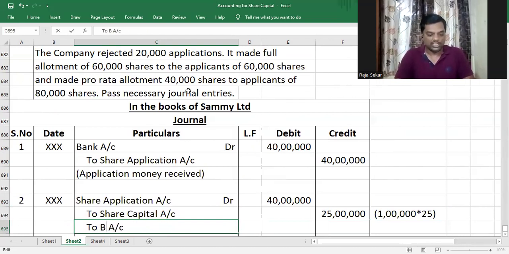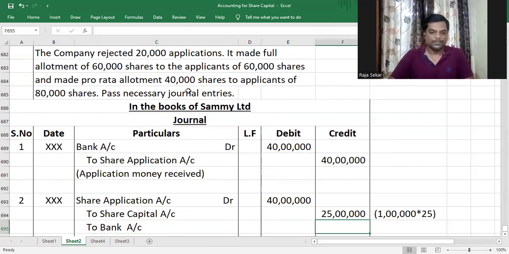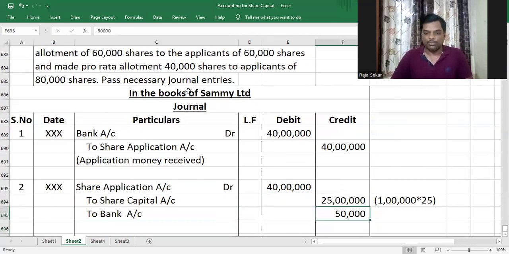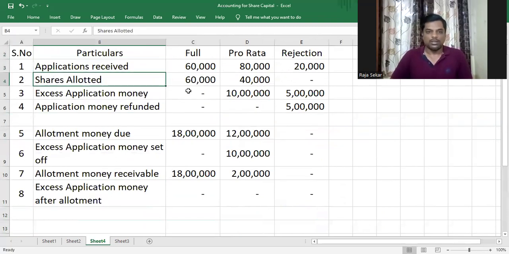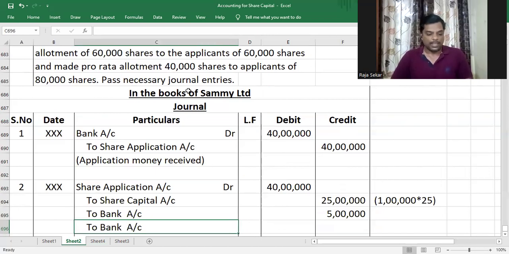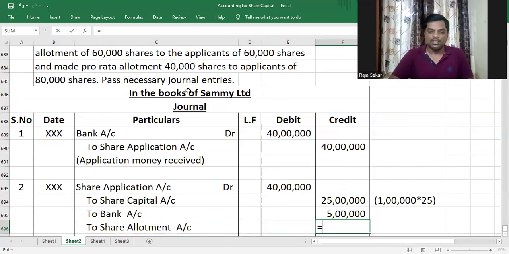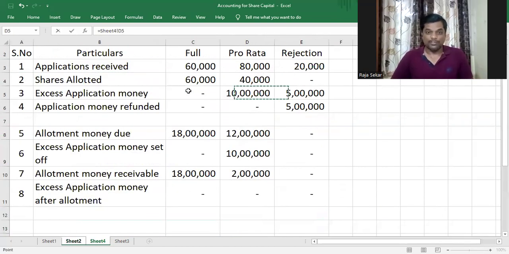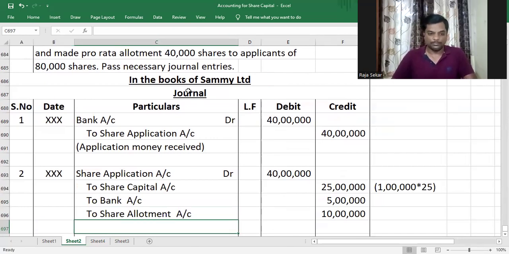And then we credit share allotment account. No. Whenever there is rejection, we first do bank account. And bank account is how much, my dear children? 5 lakh from the working note, if you remember. Application money refunded for the rejected people is 5 lakh. And then to share allotment account. It is the excess application money available for the pro rata people. That, as you can remember, is from the working note. Shares allotted.